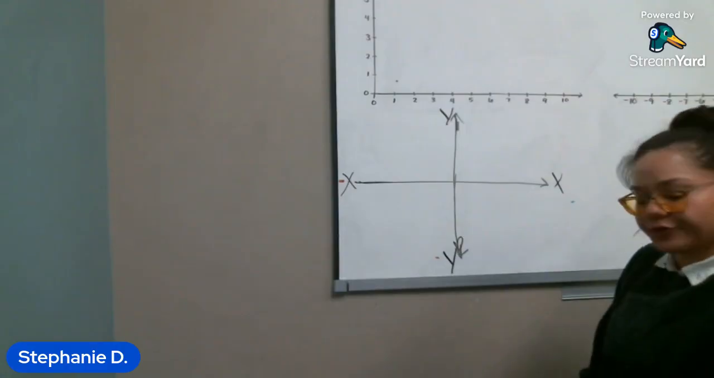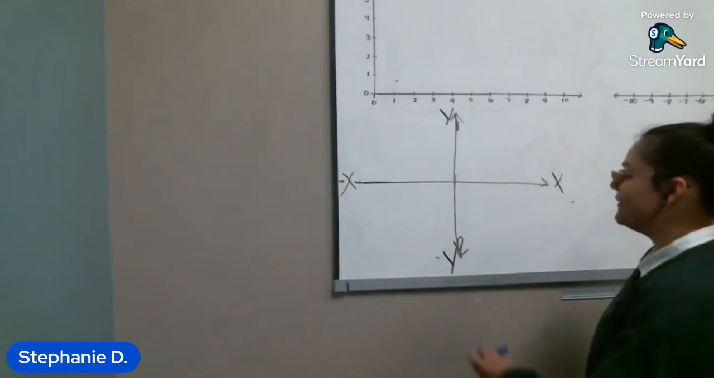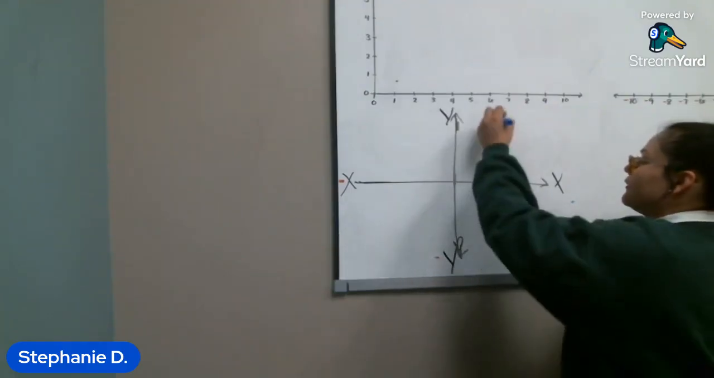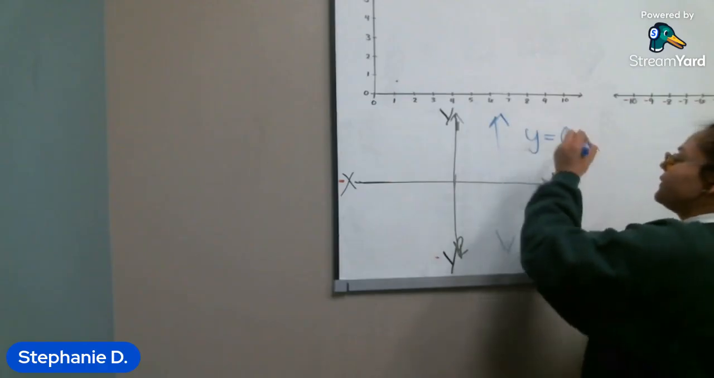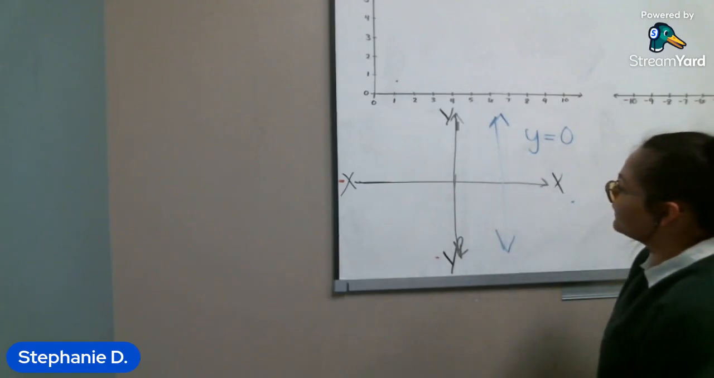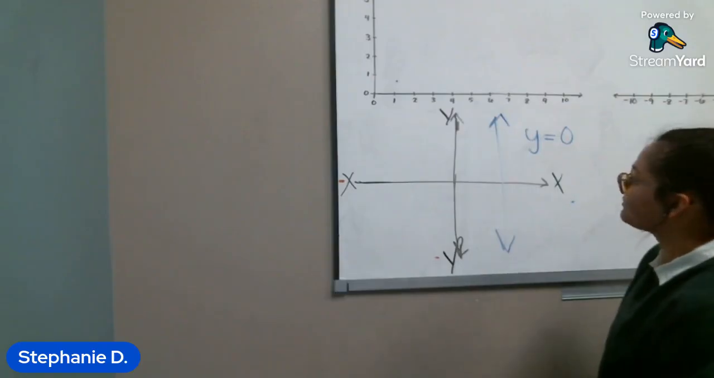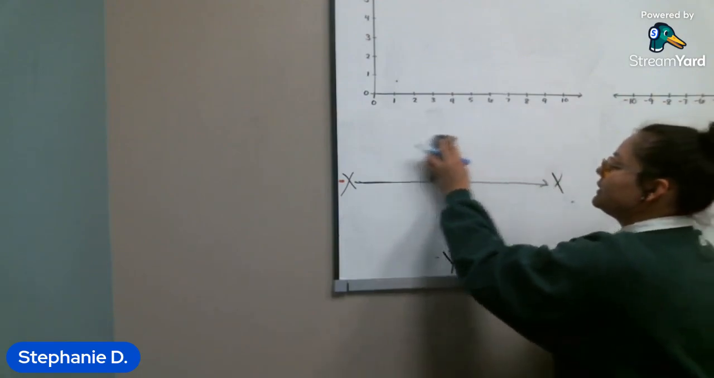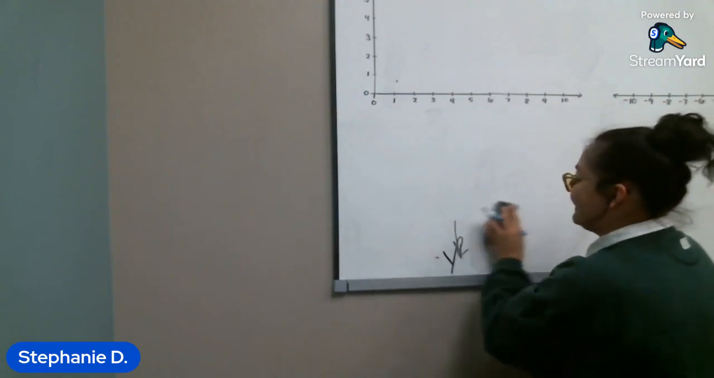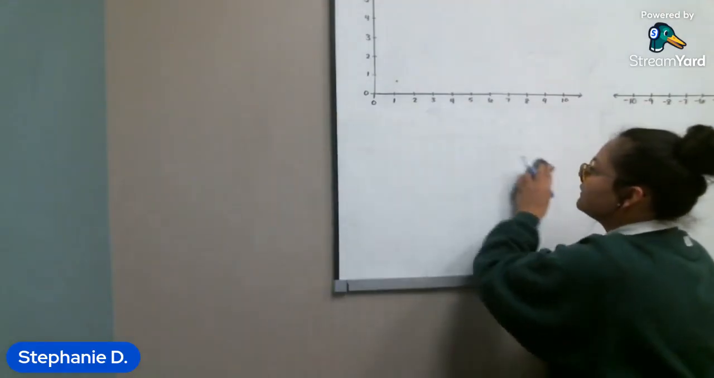And here's our last one. Our last one is undefined. This is a vertical line, just up and down. And so those are the different types of slopes that we can see on a graph.